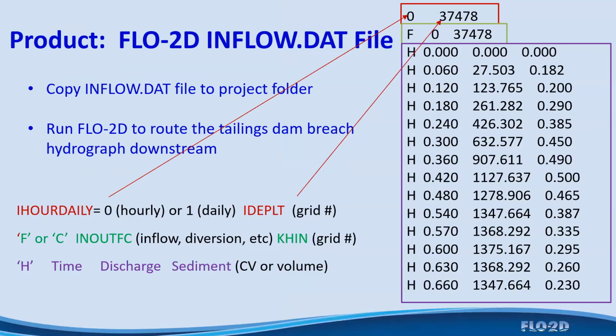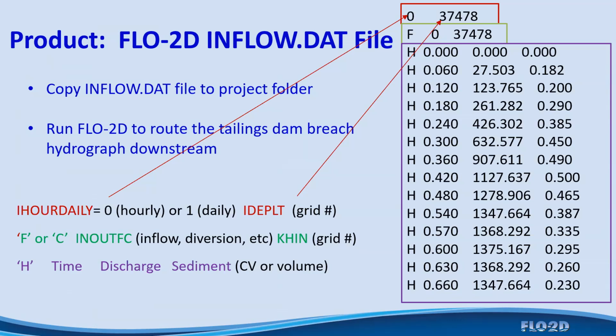The final product that this tailing dam tool generates and creates for you is an inflow.dat file. It's basically a data file that contains the inflow hydrograph created using the volume that is going to be released from your tailing dam failure. Okay, so this inflow.dat file should be used as a boundary condition. You need to read that inflow.dat file and assign it to your FLO-2D model.